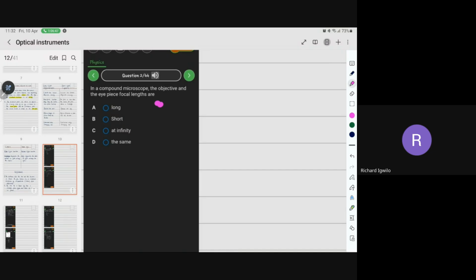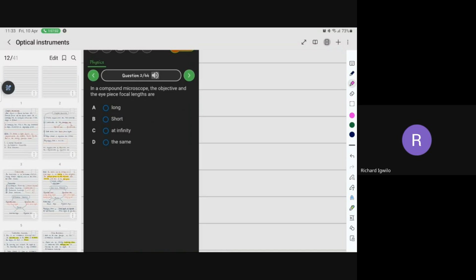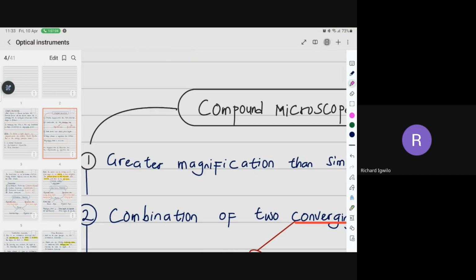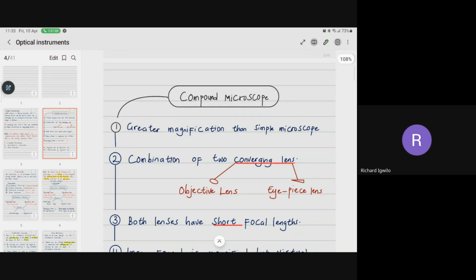They say in a compound microscope, the objective and the eyepiece focal lengths are what? I explained this. In a compound microscope, what happens to the objective and the eyepiece focal length? I explained it here. These are the kind of questions they're going to ask. For a compound microscope, we have that both lenses have what? They have short focal length.